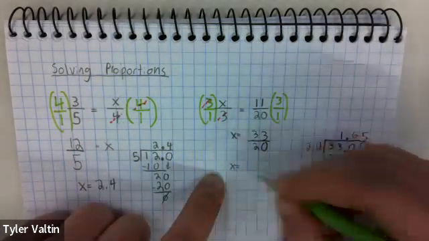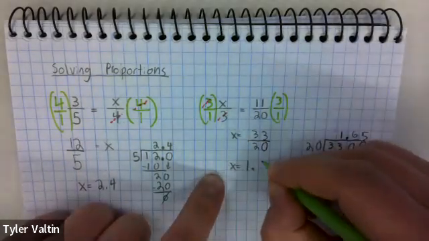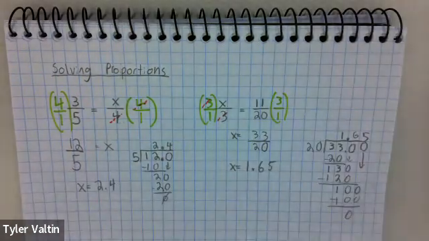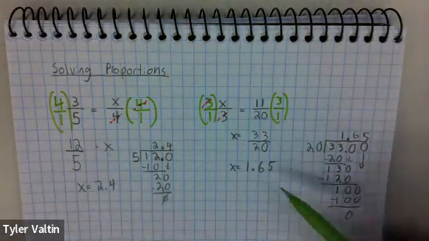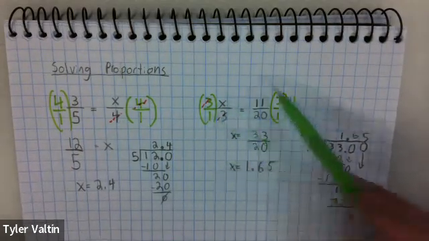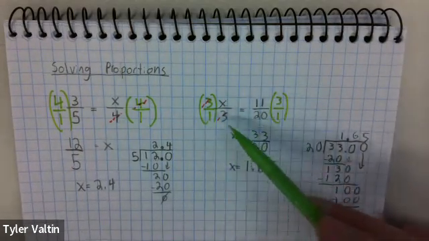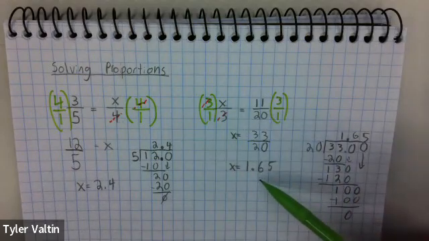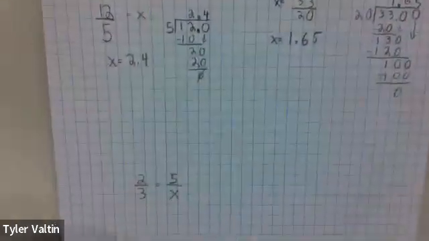So x in this case is 1.65. And there is my answer to solve this proportion. What value does x need to be to make this proportional on either side? 1.65.